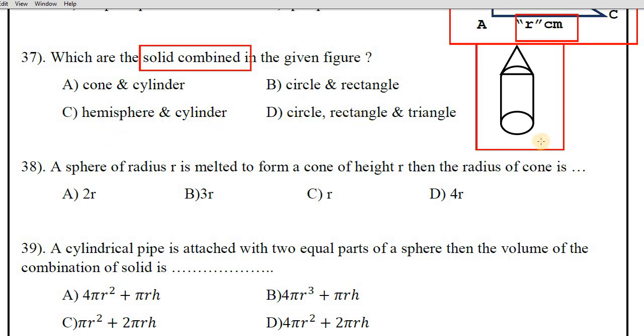Hemisphere and cylinder. So hemisphere is not there here. Then circle, rectangle and triangles. If you look at the figure, triangle is there, circle is there, rectangle is there. You just feel like that. But the thing is, these are not solid combined figures. So hence for this question, option A is right.